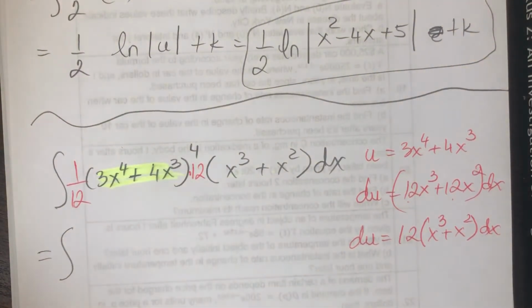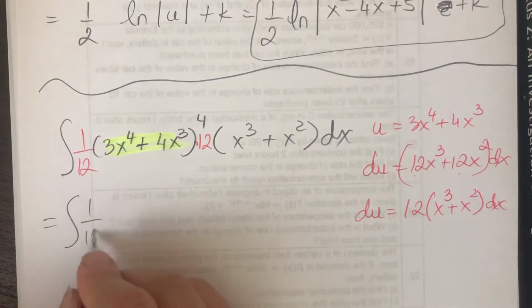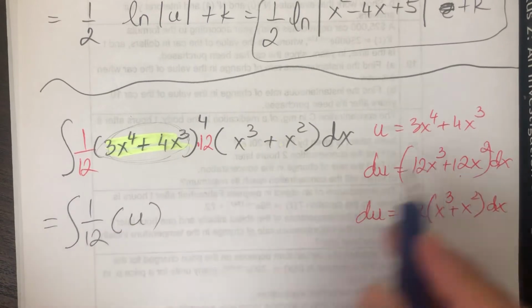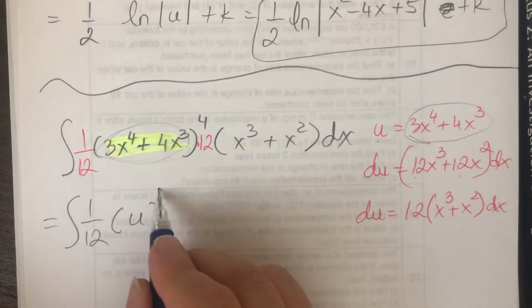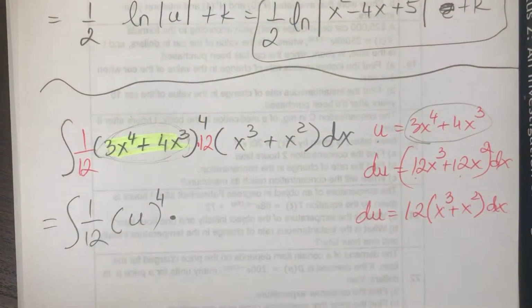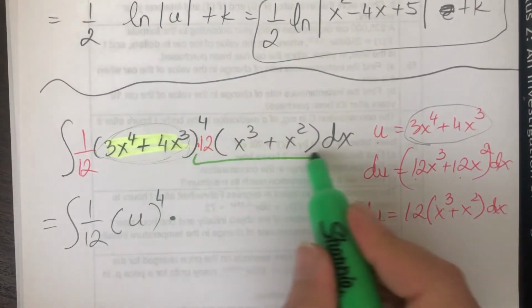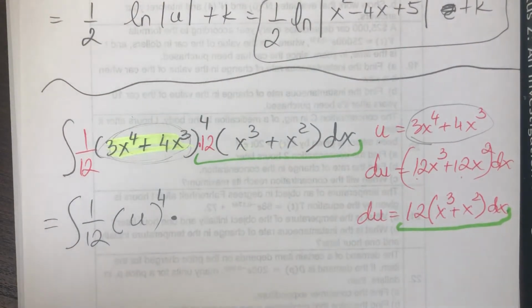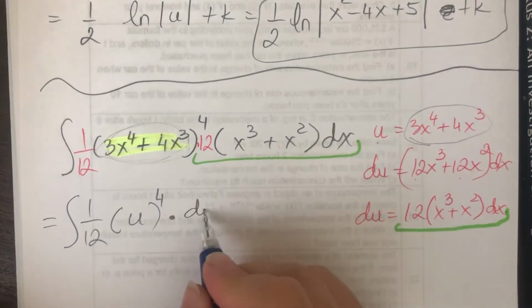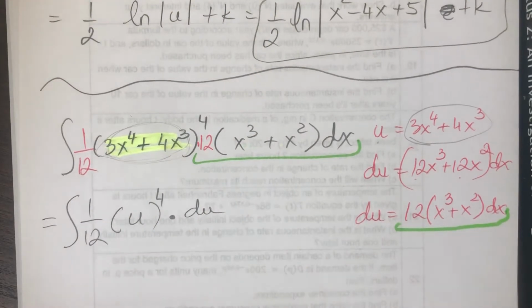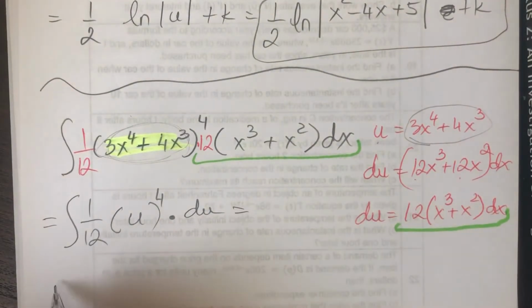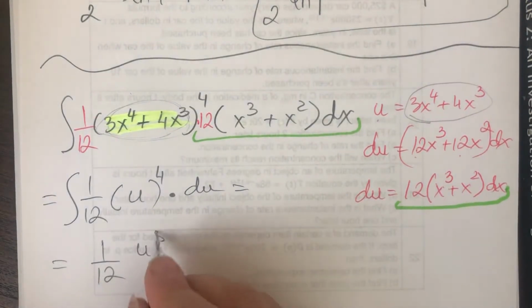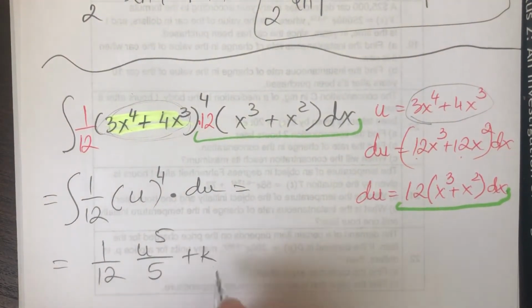So let's substitute it back. So I see the 1/12. What else do I see? This whole thing, we called it a u, right? This whole thing is called u to the 4th, times this whole 12x cubed plus x squared dx, which is just called a what? A du, right? Boom. There you have it. No extra variables, just the u. So the antiderivative of that is 1/12 u to the 5th over 5 plus k.